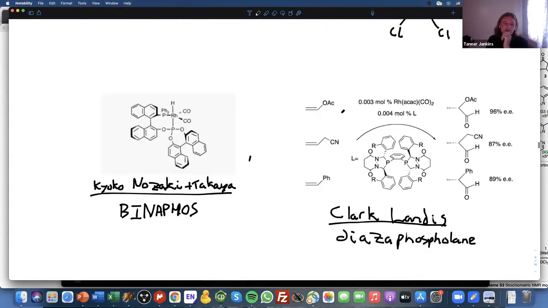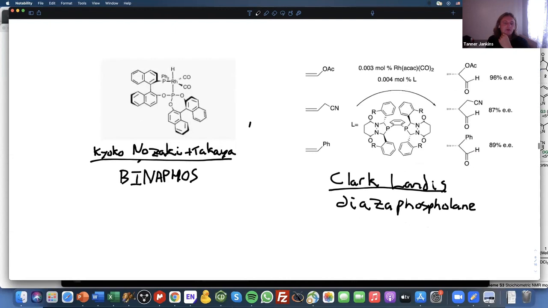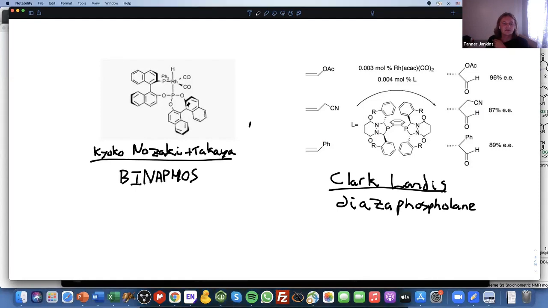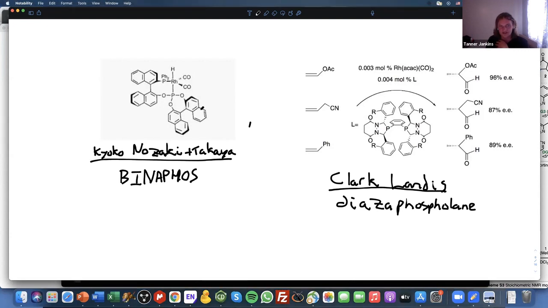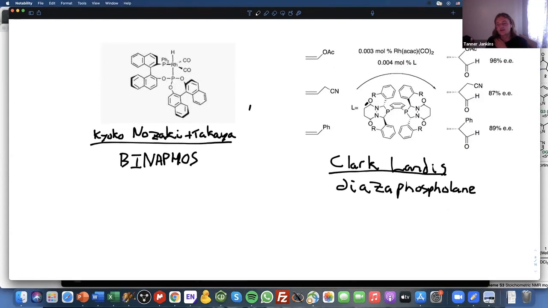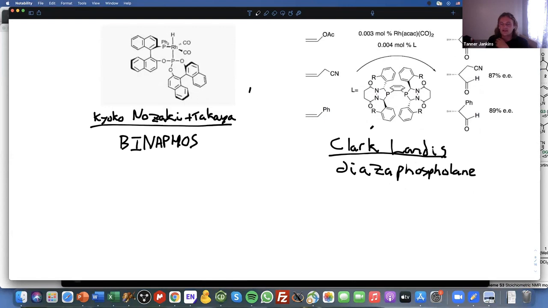I've highlighted two of the main families of asymmetric hydroformylation catalysts here. The one originally developed by the Nozaki and Takaya lab uses these interesting phosphine ligands with two axially chiral centers, and the relationship between these axially chiral centers is key for allowing the high ee. Another family of directed asymmetric hydroformylation, as well as activated, was developed by Clark Landis, where they use what are called diazaphospholane catalysts.